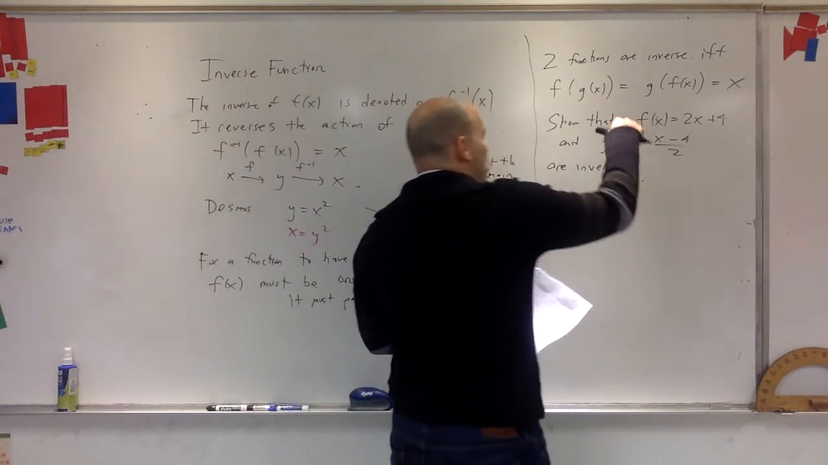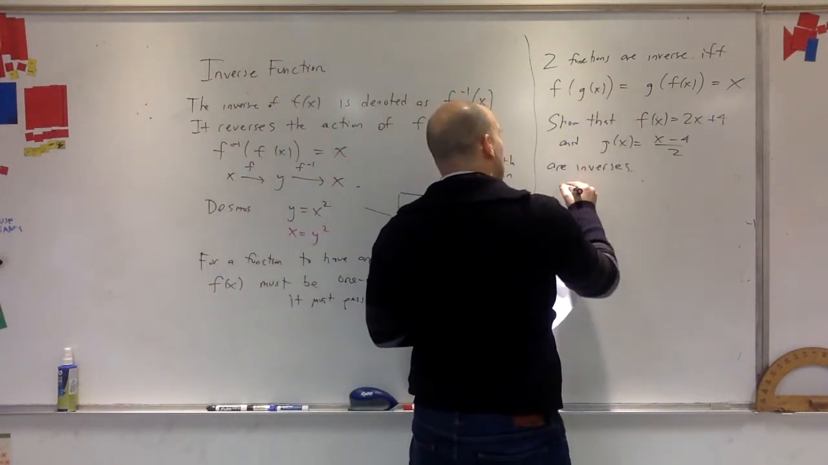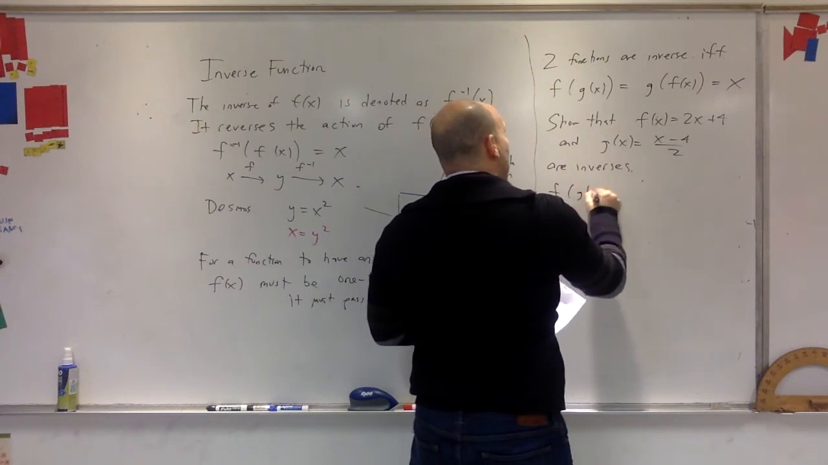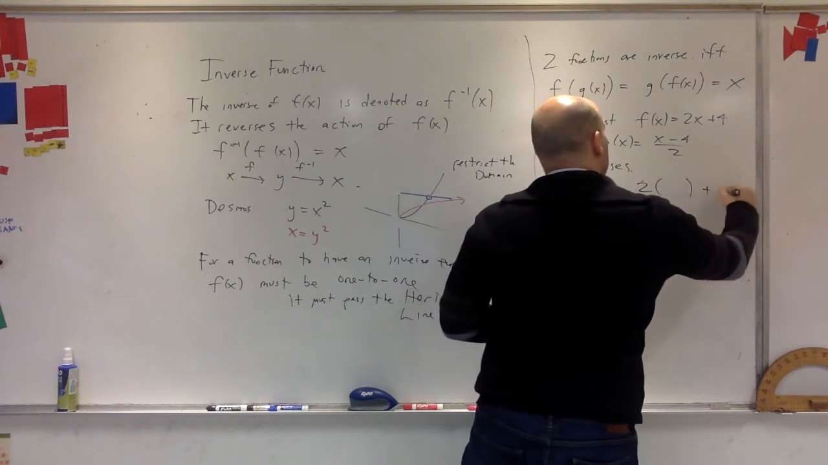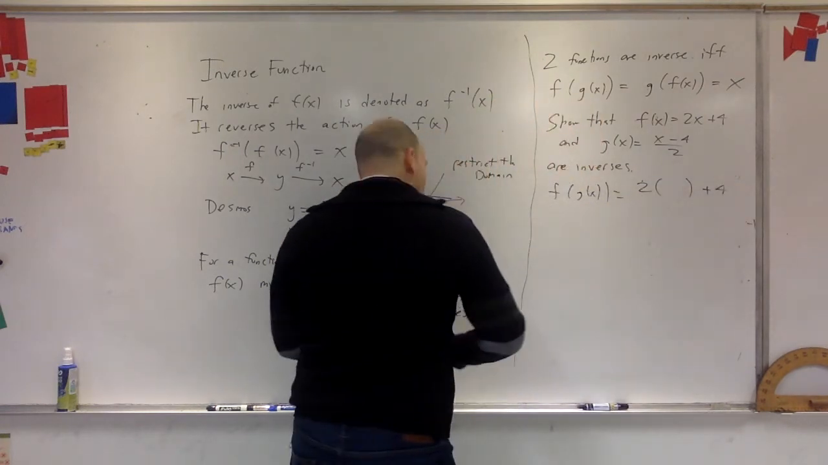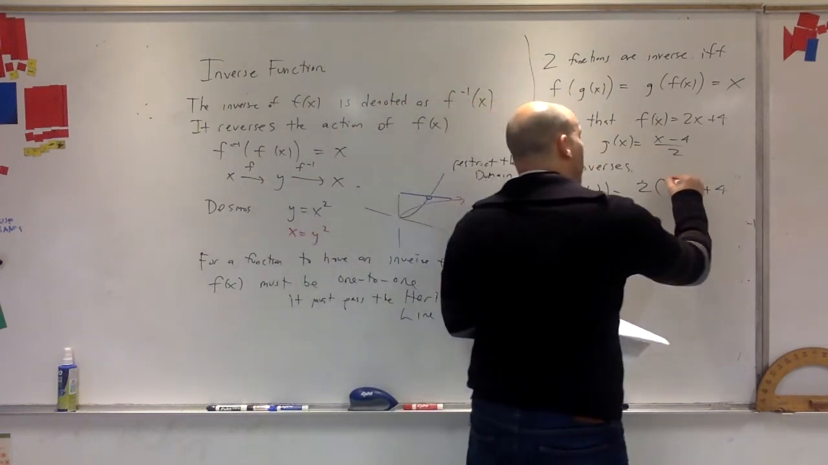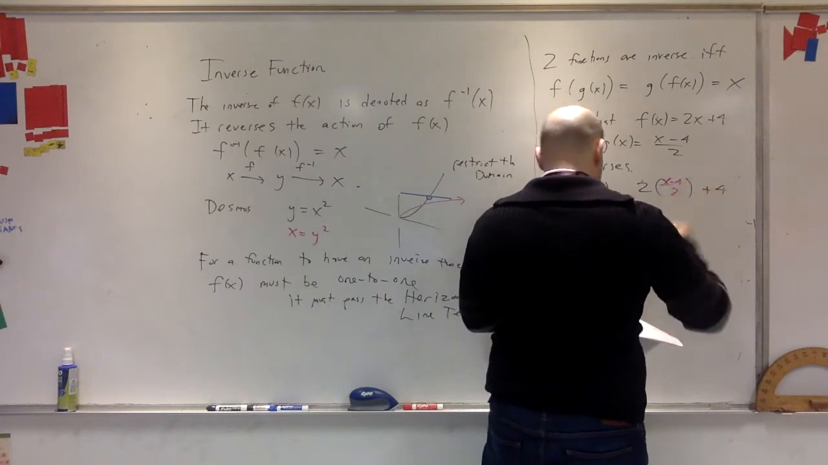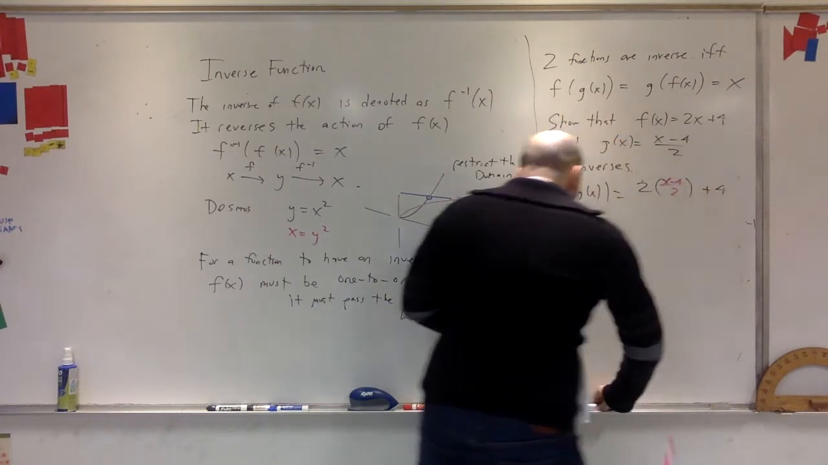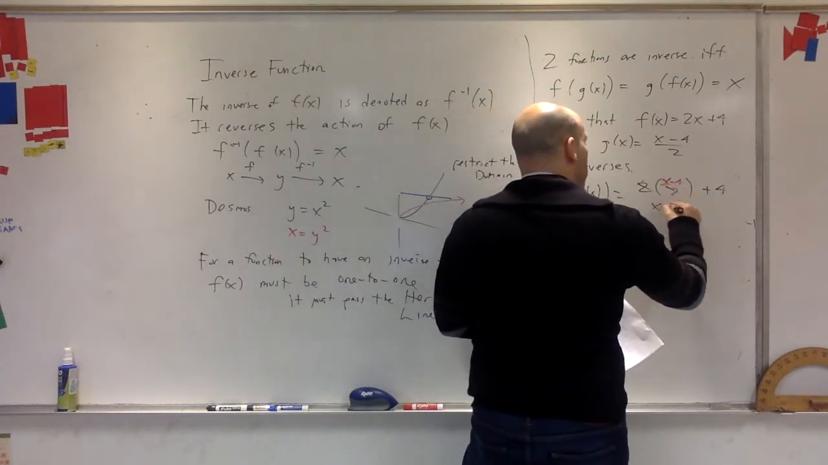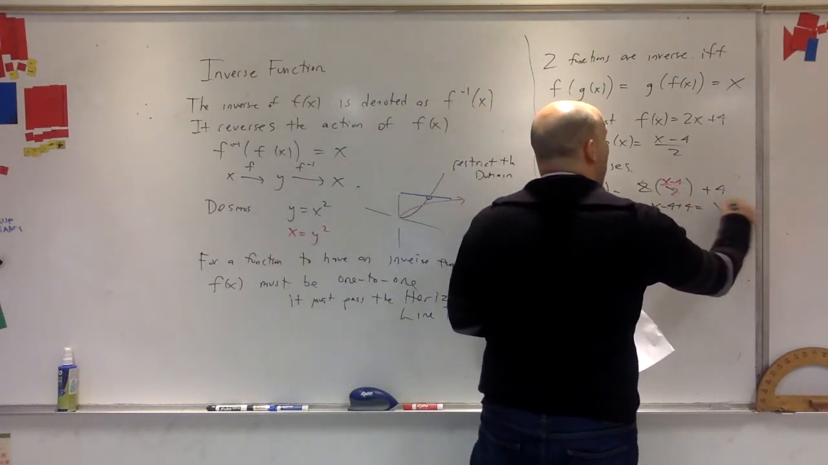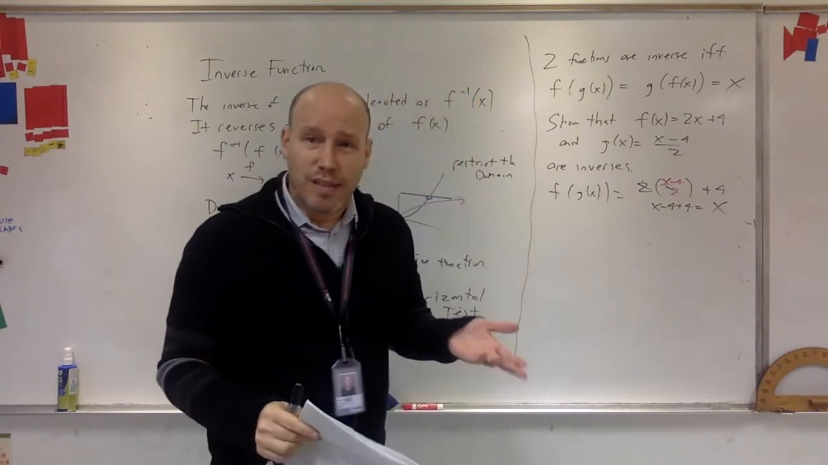So let's put g inside of f. Well, f is 2 blank plus 4. So you know what? I said let's put g inside of that. The 2 goes out with the 2. x minus 4 plus 4 equals x. Okay, that's taken care of.